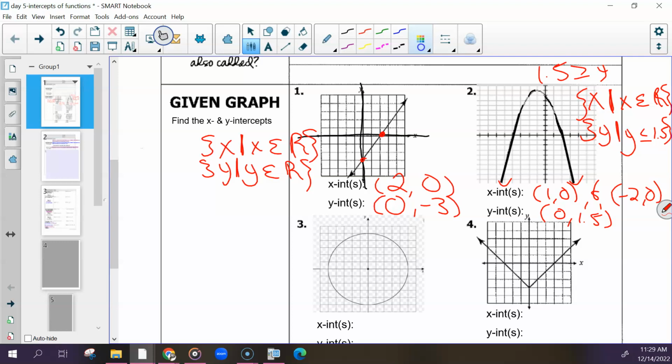Okay. Just refreshing so that we don't lose that information. Can't really do function notation here unless I pull out a specific value, which I'm not doing. All right. Questions on how to find our intercepts from a graph? If not, move on to the next page.